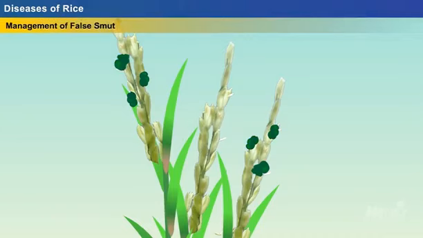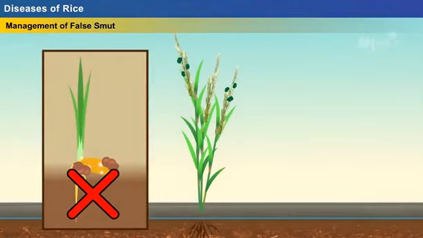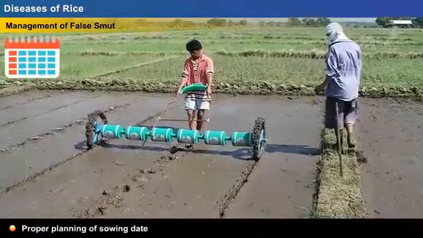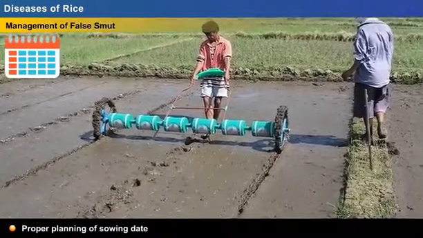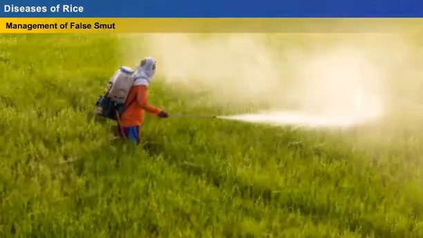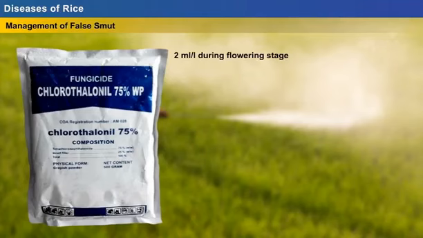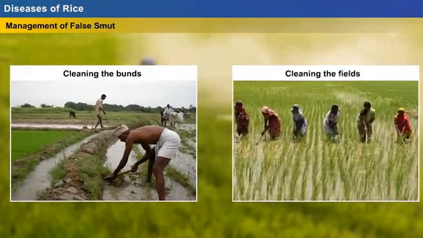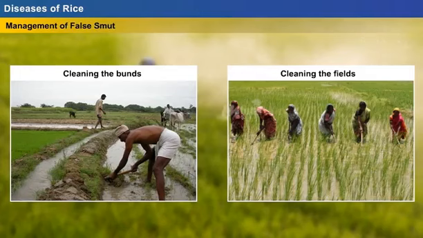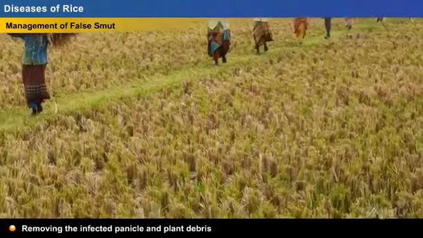False smut can be managed by avoiding the sowing of infected seeds, by proper planning of sowing date to avoid the damage caused during the heading period, by spraying of chlorothalonil 75 WP at the rate of 2 ml per liter during flowering stage, by cleaning the bunds and fields regularly to avoid disease transmission through weeds, and by removing the infected panicles and plant debris after harvesting.